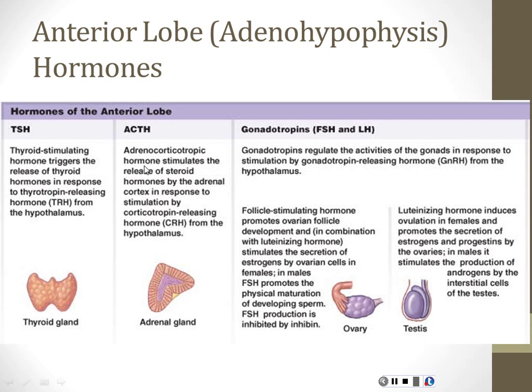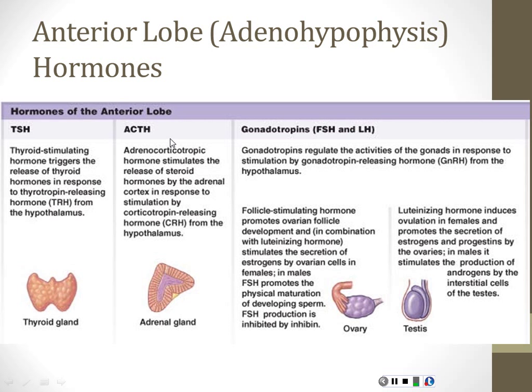adrenocorticotropic hormone. Okay, wow, what a mouthful. Take the word apart, right? Lego words. We have lots of Lego words in anatomy. Adreno, the first part, that says where. That's the adrenal gland. Cortico says which part of the adrenal gland. So the adrenal cortex is what is stimulated by ACTH.